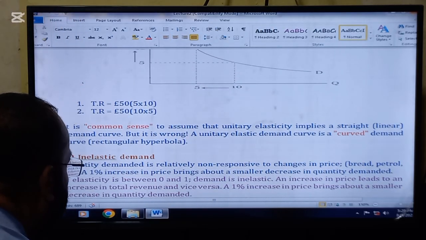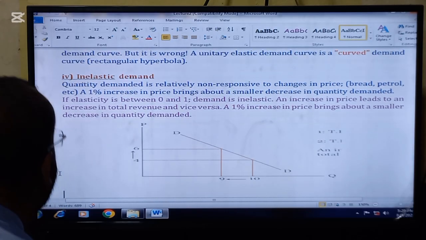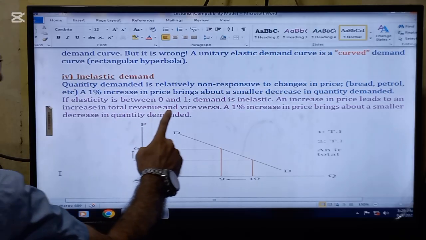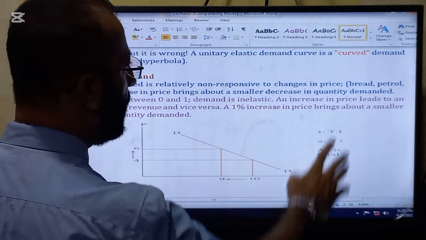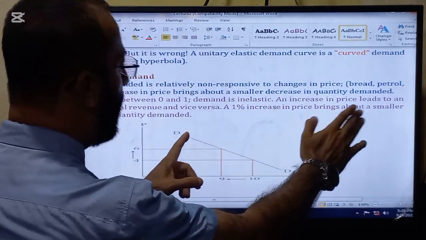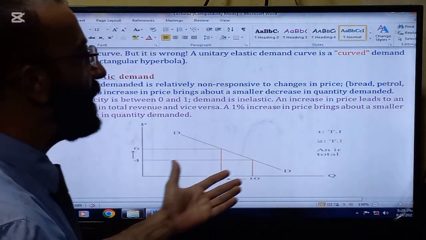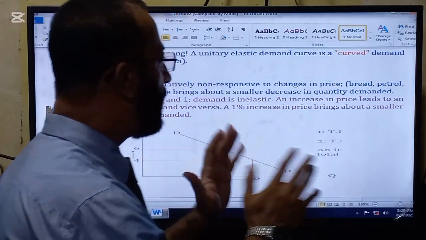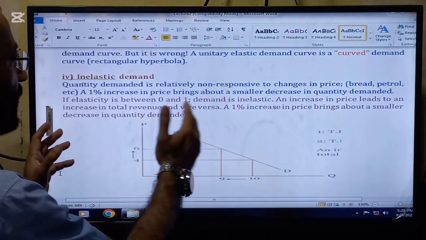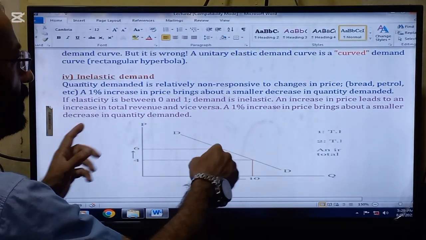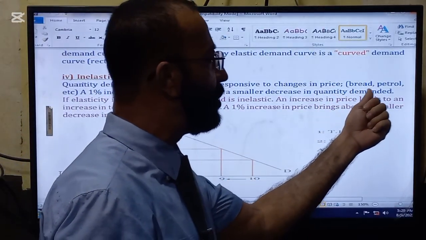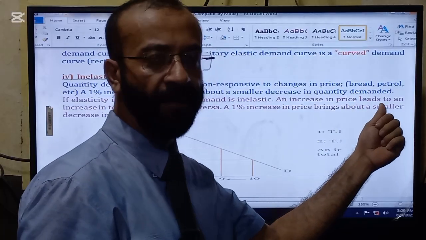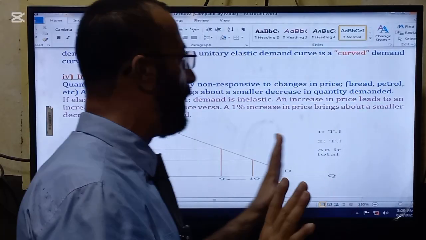The next type that we are going to read is the inelastic demand. Quantity demanded is relatively non-responsive to changes in the price. For example, bread, petrol, etc. So these are the necessities on which there is no effect. Whether the prices go up or down, you have to purchase these things because these are the necessities of life, and there will not be a big change.